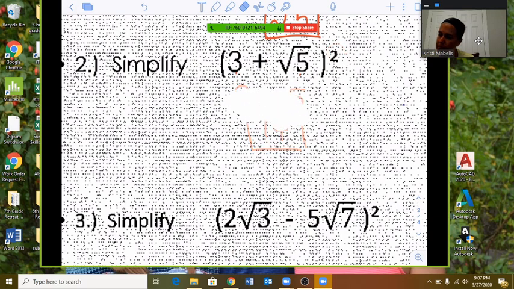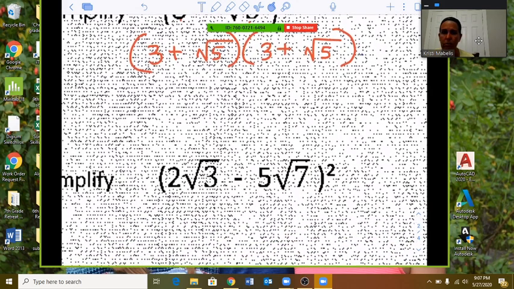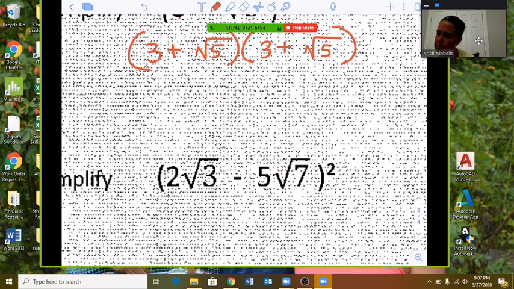We're going to erase. I want you, when you see that happen, to first just write it out. 3 plus radical 5 squared means 3 plus radical 5, and again, 3 plus radical 5. Now, I think it's a better visual. You can see that it's FOIL. So we're going to do first times first.